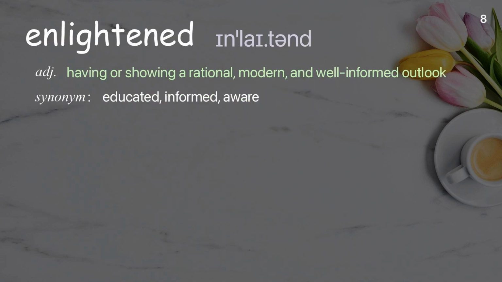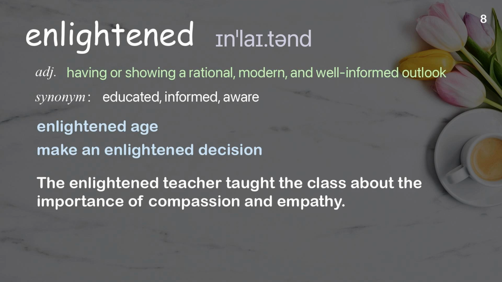Enlightened. Having or showing a rational, modern, and well-informed outlook. Examples: Enlightened age. Make an enlightened decision. The enlightened teacher taught the class about the importance of compassion and empathy.